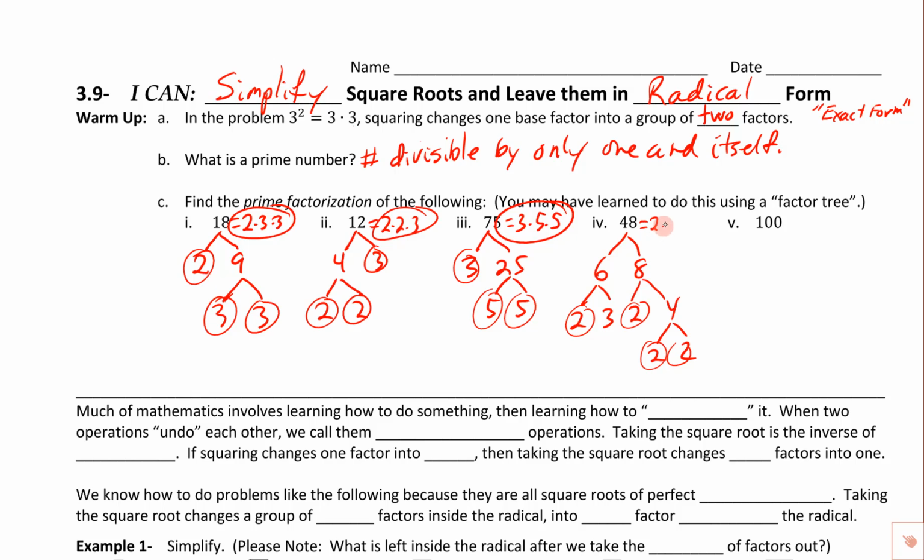So I've got a 2 times a 2 times a 2 times a 2. And then I've got a 3. Now notice I've got all of the ends of the branches taken care of. So that is the prime factorization for 48.